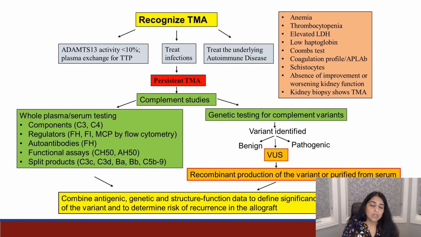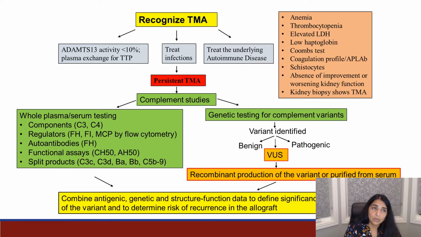And in very select cases, you could actually look for certain split products that help define if there is ongoing complement activation in the system. All of this plasma and serum testing, mentioned on the left, is available in select labs in the country. And as I mentioned, the other important component of complement testing is genetic testing, looking for complement variants. And this kind of testing should be done in a CLIA certified lab.